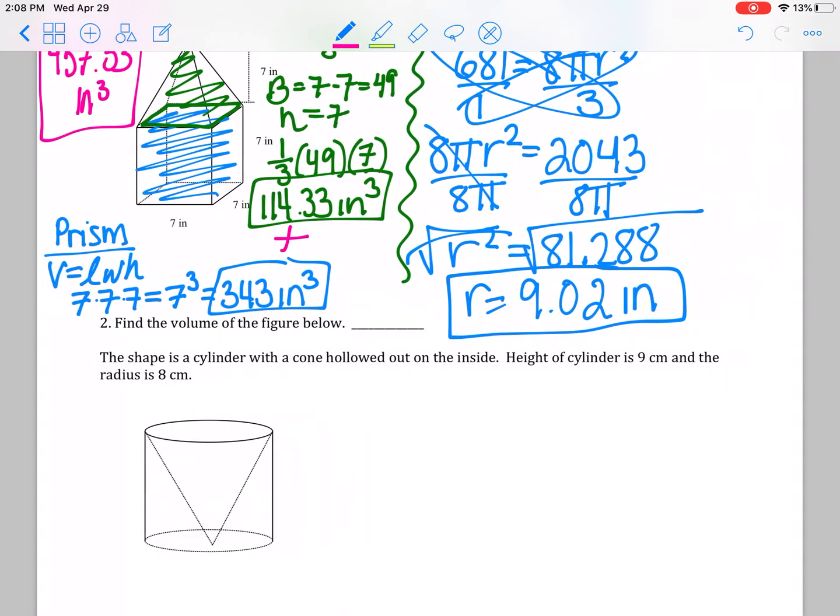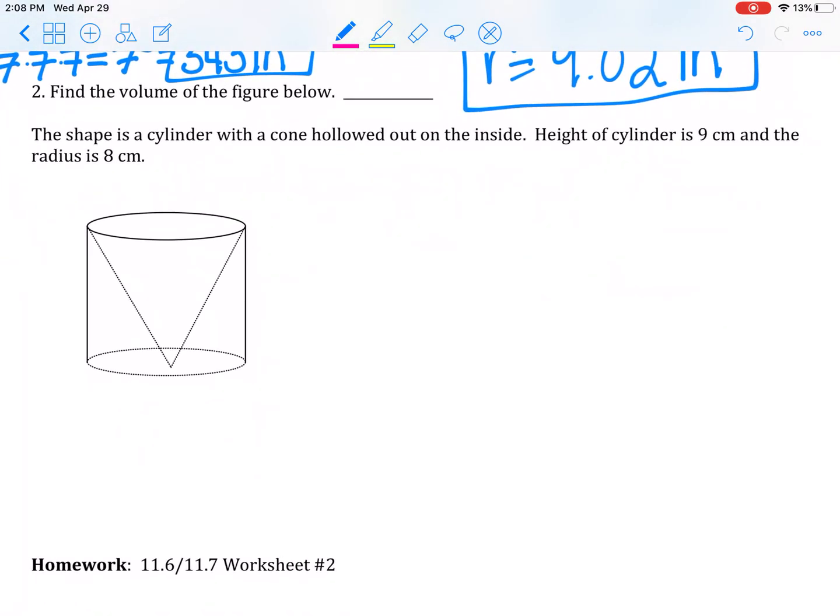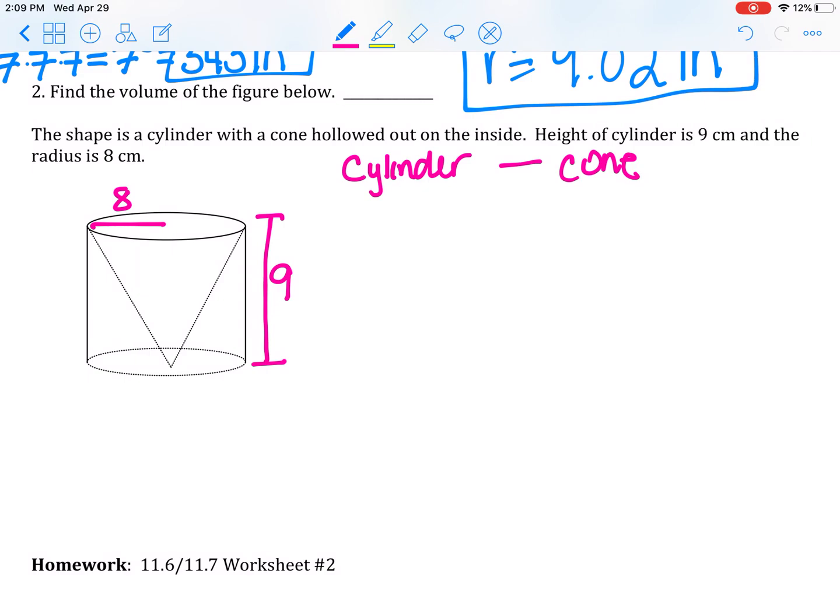Okay, last problem. It says the shape of the cylinder with a cone hollowed out on the inside. Height of the cylinder is 9. So let's write that down. Height is 9. And the radius is 8. So if you would like to solve this on your own, I recommend taking the cylinder volume and subtract the cone, because the cone is what's hollowed out. So that would be how you solve for this problem. Otherwise, let's get started with finding the volume of the cylinder first.